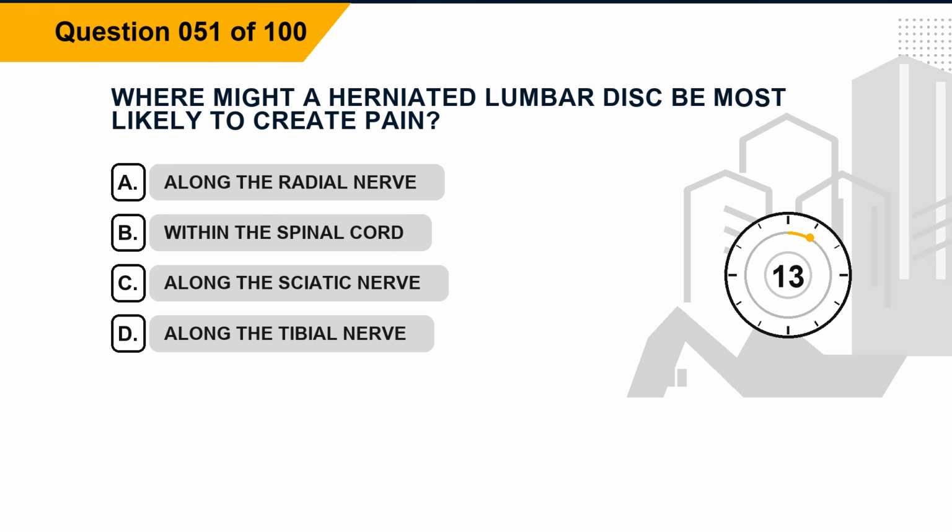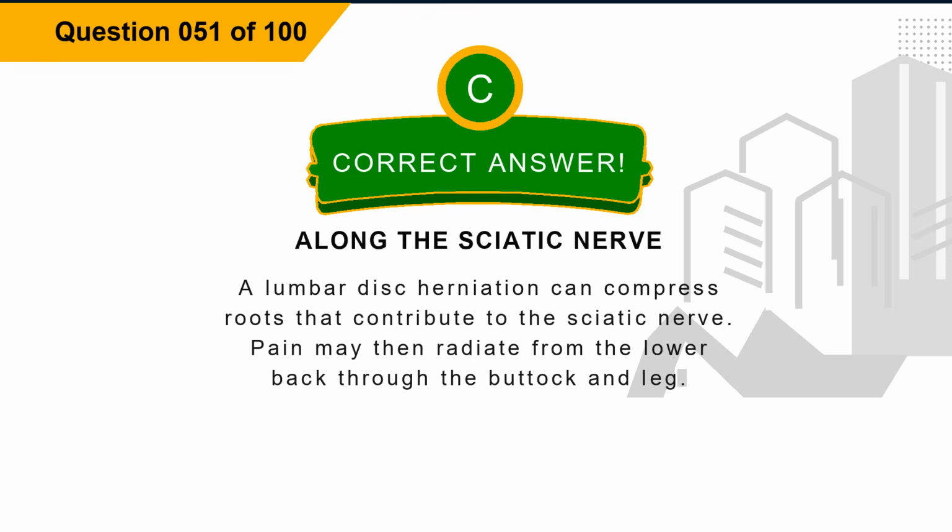Question 51. Where might a herniated lumbar disc be most likely to create pain? Option A, along the radial nerve. Option B, within the spinal cord. Option C, along the sciatic nerve. Option D, along the tibial nerve. The correct answer is option C, along the sciatic nerve. Explanation. A lumbar disc herniation can compress roots that contribute to the sciatic nerve. Pain may then radiate from the lower back through the buttock and leg.